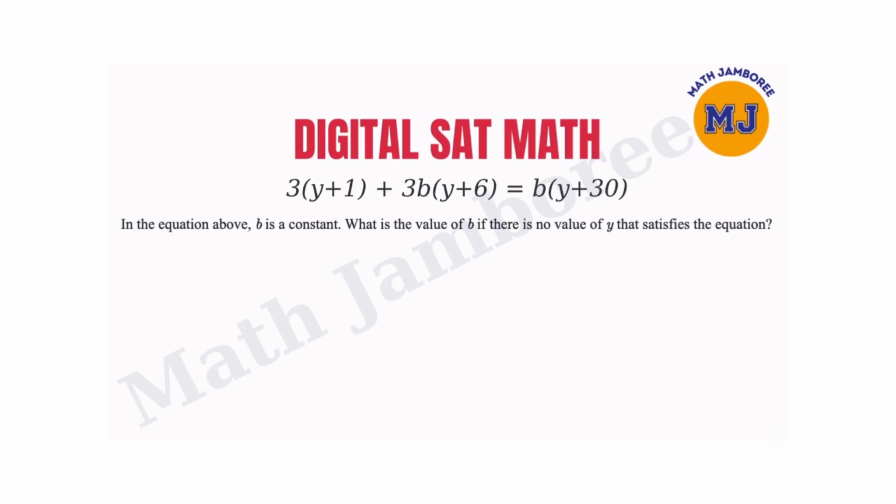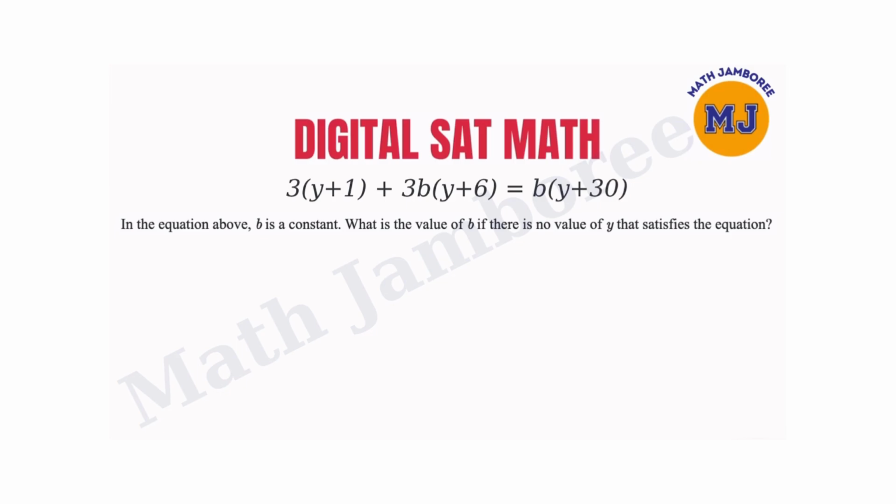We have another digital SAT math type of question with us. Let's solve this question. The first equation is given as 3 times (y plus 1) plus 3b times (y plus 6) is equal to b times y plus 30. In the equation above, b is a constant. What is the value of b?